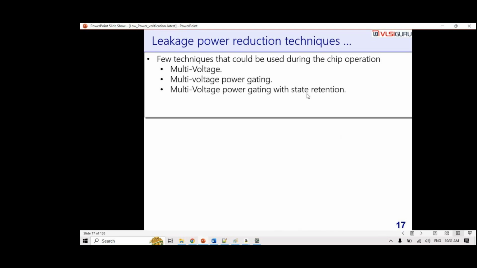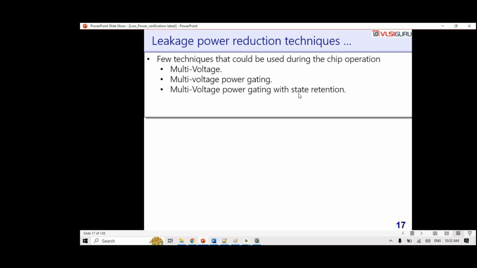You are basically saving those register values into some retention block. Once the USB controller comes out of the power collapse, you are restoring those values, saving and then restoring. So that is also one of the techniques, though it is not directly related to low power reduction techniques. But that is an important part of every chip, because we don't want just low power, we want high performance with low power.